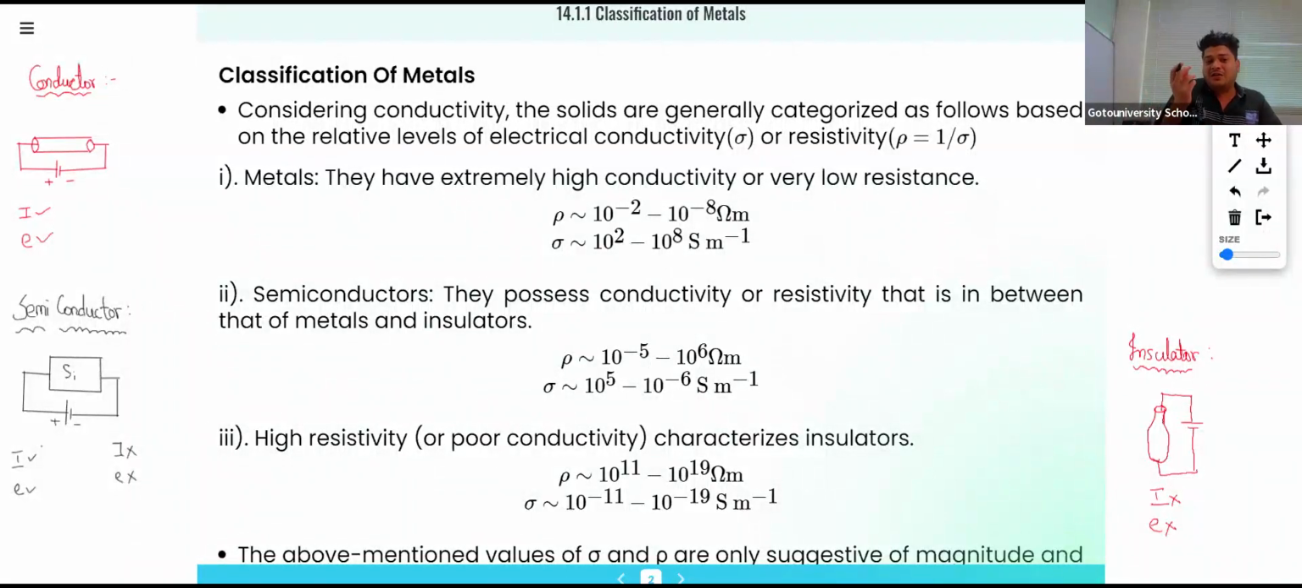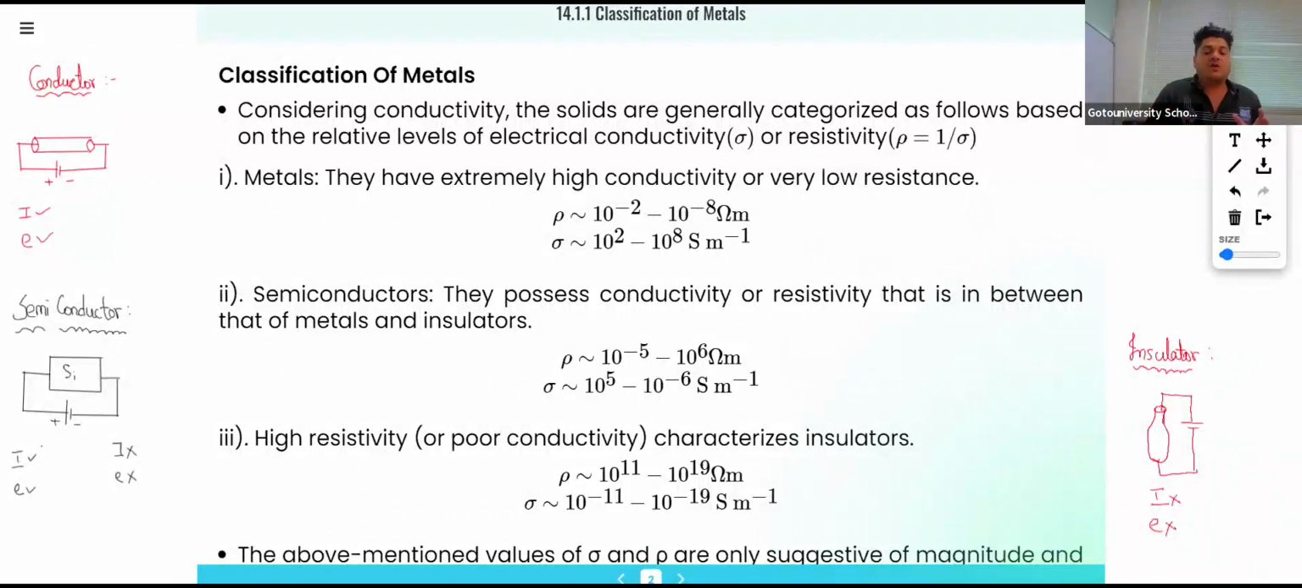The thing which is sometimes acting as a conductor and sometimes acting as an insulator is nothing but a semiconductor. It will be acting as a conductor at room temperature. It will be acting as an insulator at low temperature. So these are the three basic classifications: metal, insulator, and semiconductor.